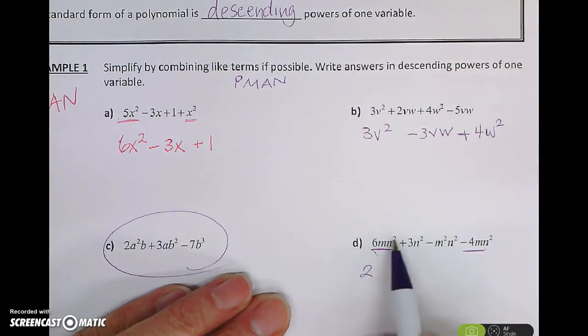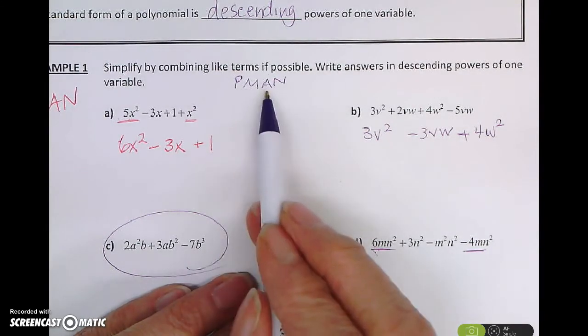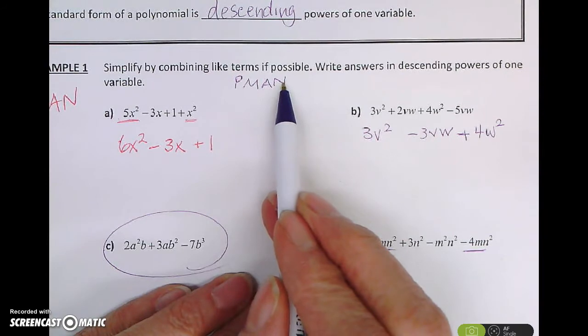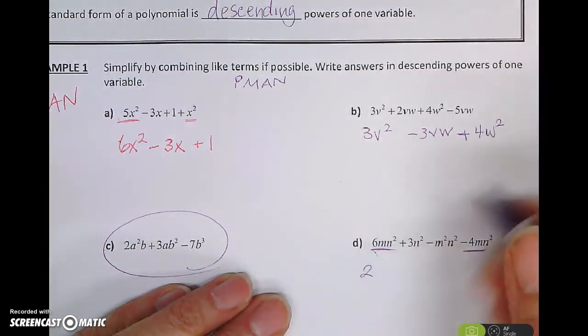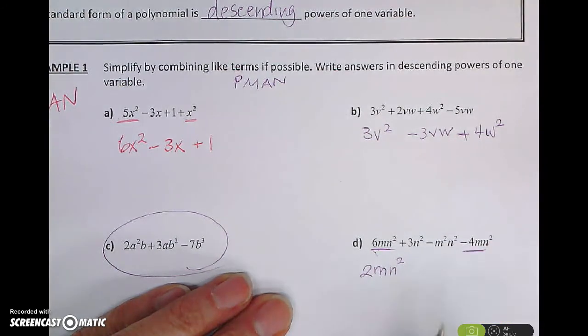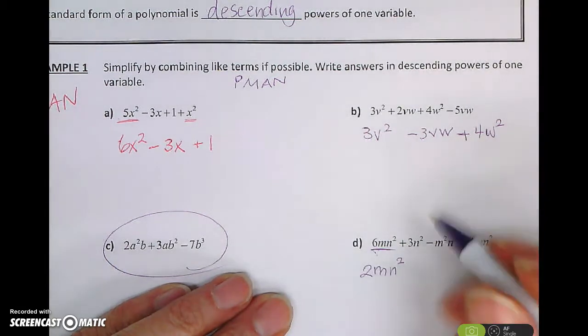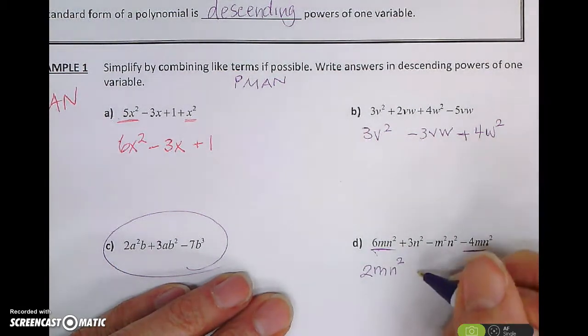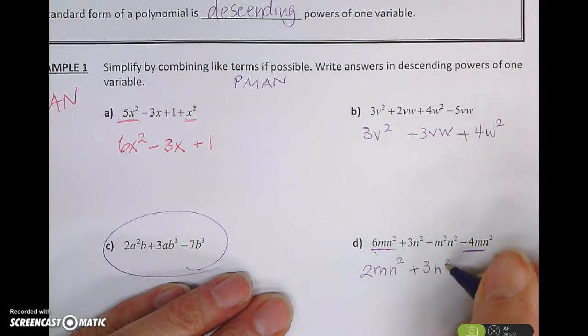And remember that when we're doing the variables, Power Man tells us when we're adding, we do nothing with the exponents. So the exponents stay exactly the same. So 2mn to the second. It's kind of like adding apples to apples or subtracting apples from apples. We've got something that we're going to subtract from each other. All right, and then we've got the plus 3n squared and minus m squared n squared.